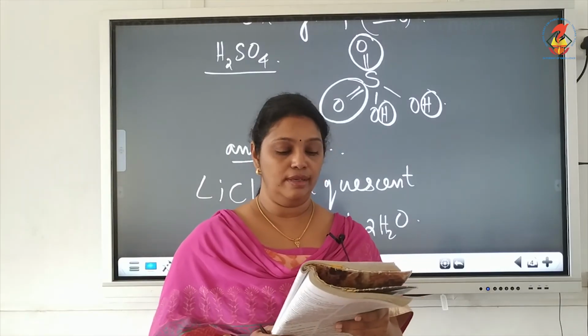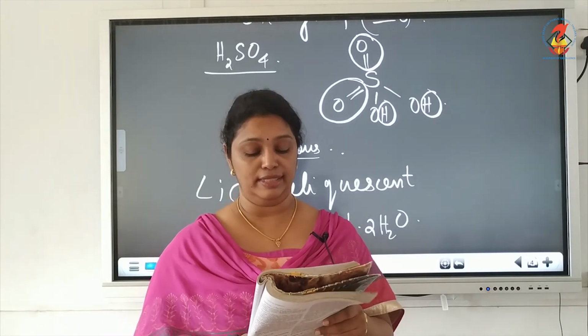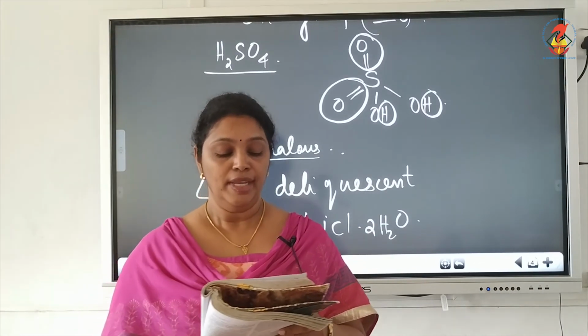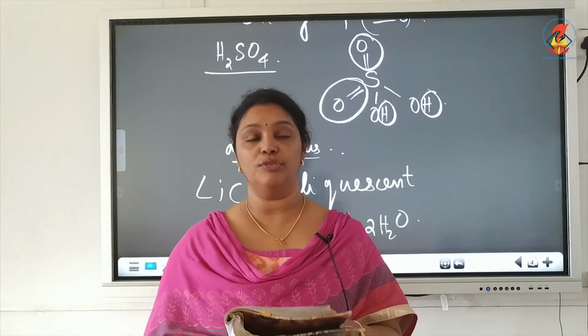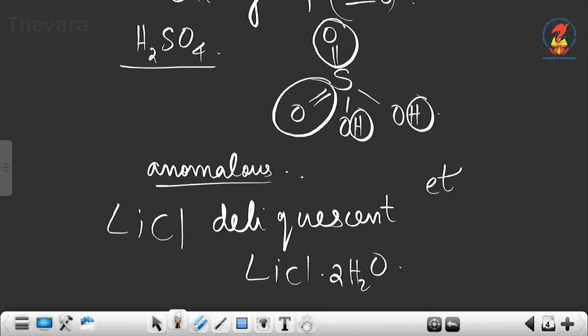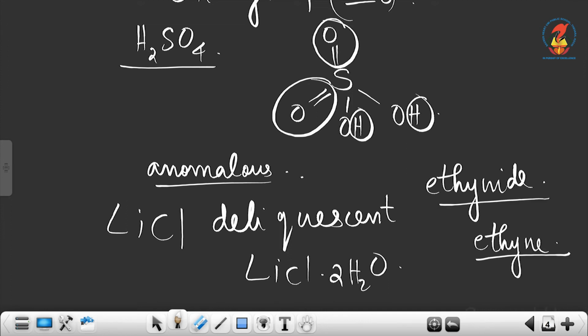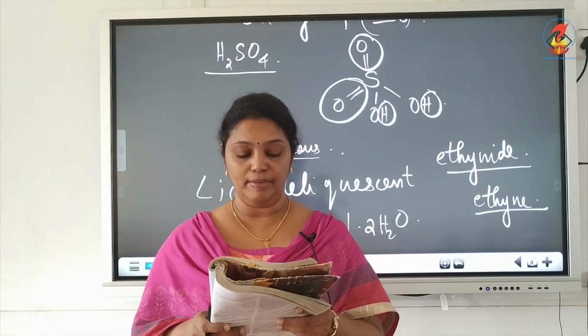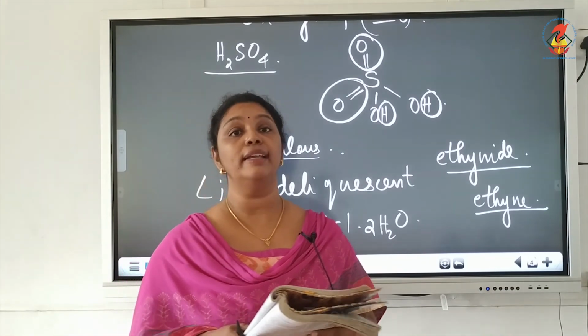Now the next, fourth difference is lithium hydrogen carbonate is not obtained in the solid form while all other elements form solid hydrogen carbonates. Next difference, lithium unlike other alkali metals forms no ethanide on reaction with ethine. Ethine is an alkyne, so lithium cannot form ethanide with ethine, whereas other alkali metals can form ethanide with ethine.